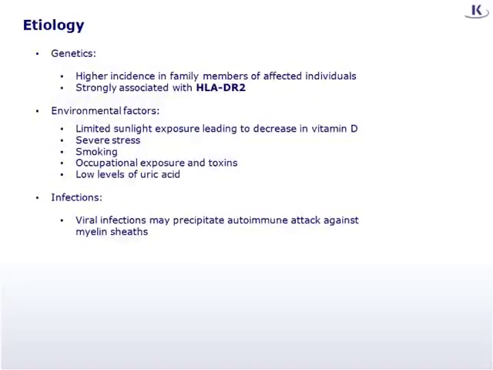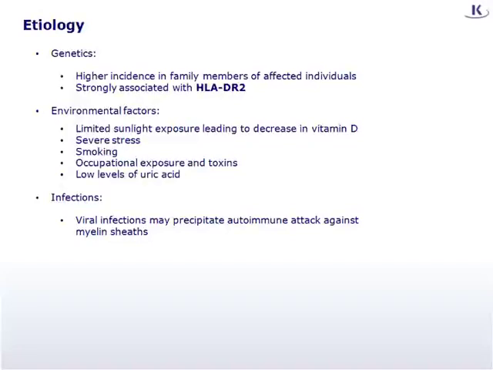The etiology of multiple sclerosis can be attributed to many factors, such as genetics. Now, although MS, or multiple sclerosis, is not considered a hereditary disease, its incidence is higher in family members of affected individuals compared to the general population. HLA-DR2 has a strong association with multiple sclerosis.